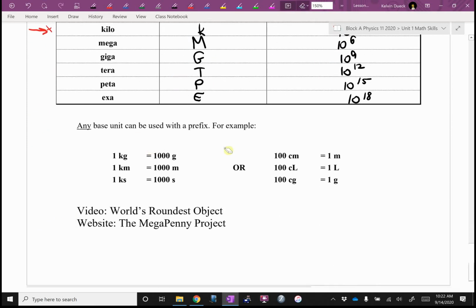Any base unit can be used with a prefix. For example, 1 kilogram, you replace the kilo with a 10 to the third, or 1,000 grams. 100 centimeters, you multiply 100 by 10 to the negative 2, which is 1 meter. Multiplied by 0.01. That's why I gave you the multiplication factors, not the dividing factors.